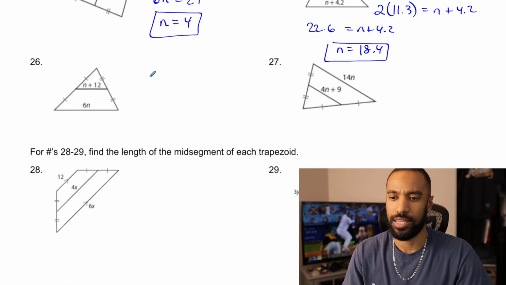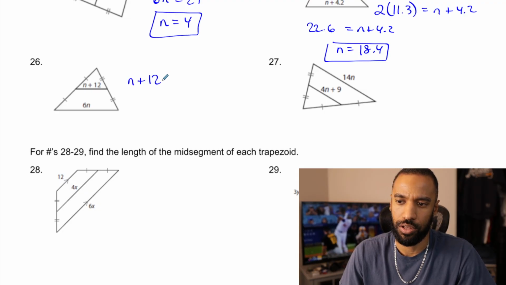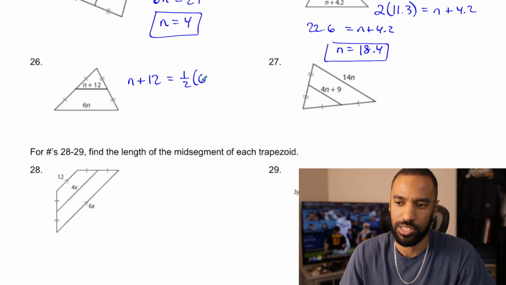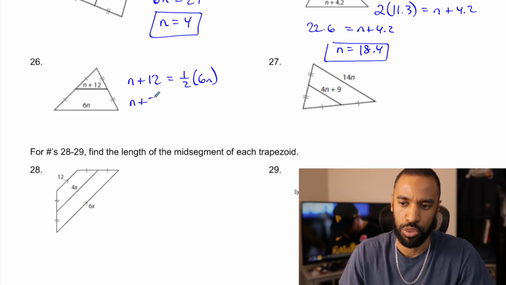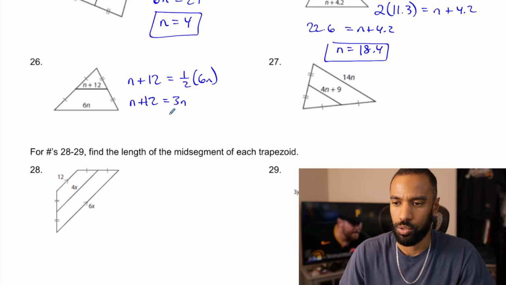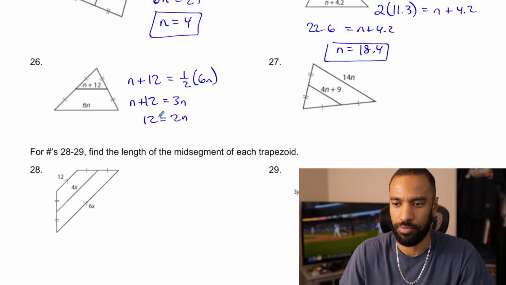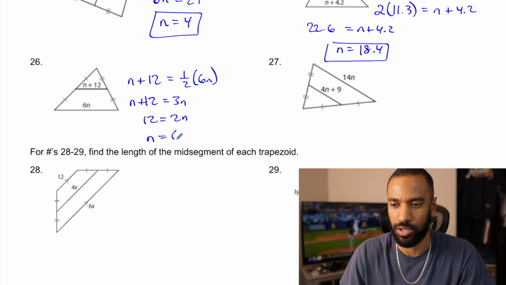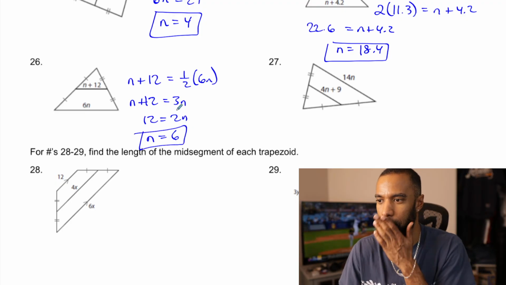Okay, same stuff right here. n plus 12 is half of 6n. Half of 6n would be 3n. Oops. n plus 12 is 3n. So subtract n, 2n equals 12. I don't know why these are all n. Divide by 2, n equals 6. Why don't we just use x?